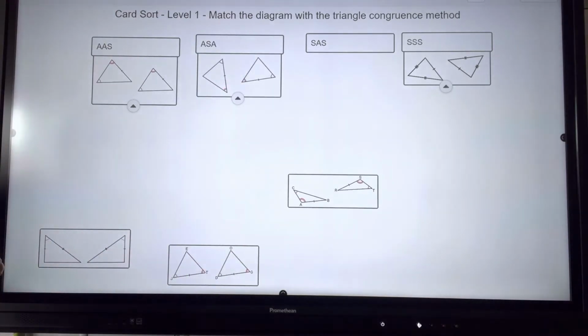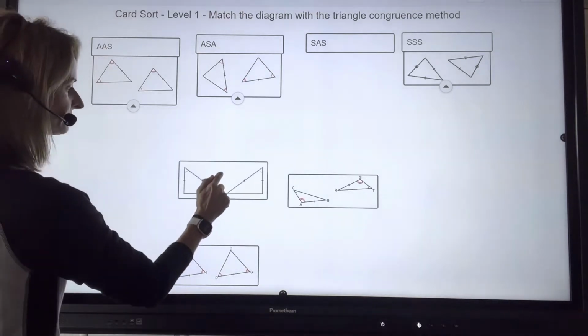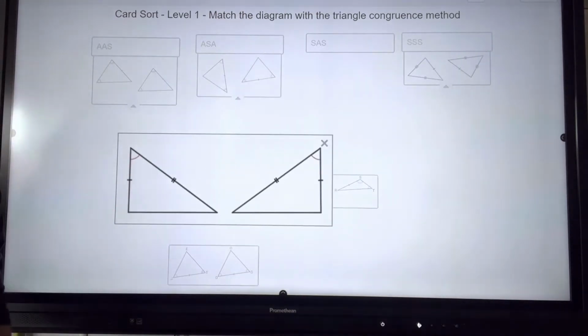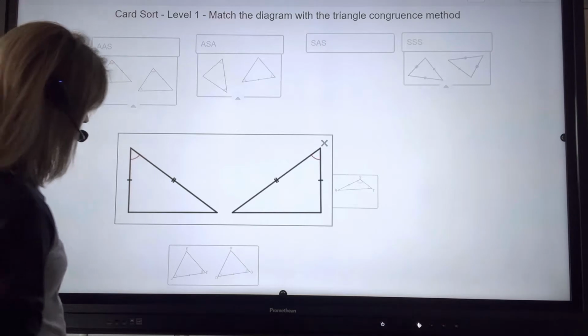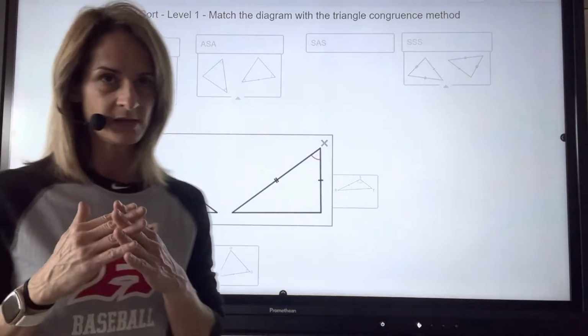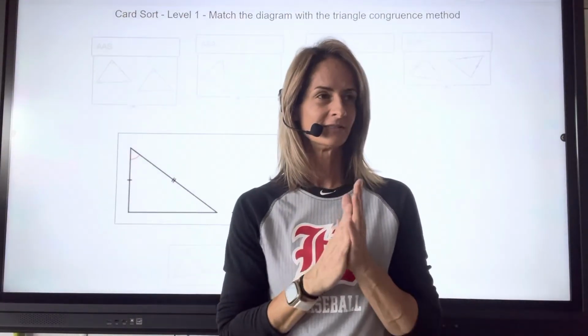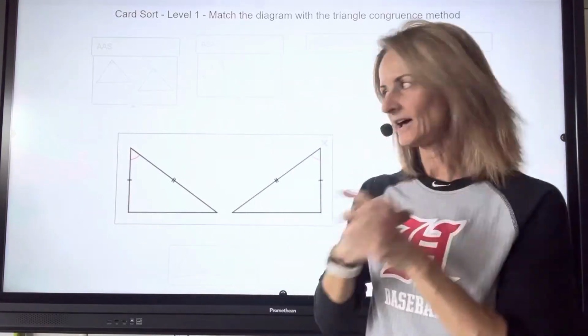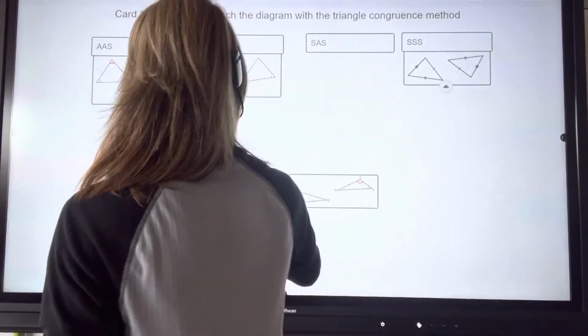There we go. All right, this one's only got one angle, and we've got two sides, two pairs of sides. And the angle is in between the two sides. So what's this called? Side, angle, side. This is SAS.